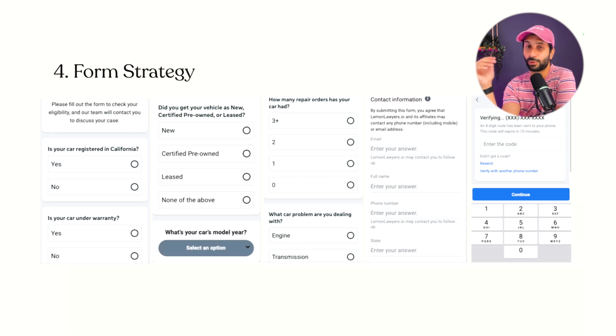We're not going to the website anymore. We're just getting qualified leads right in Meta, and Meta has done a great job. So if you're running lead gen ads, SMS verification is a must-have. You will have a high cost per lead, but cost per client will go down.